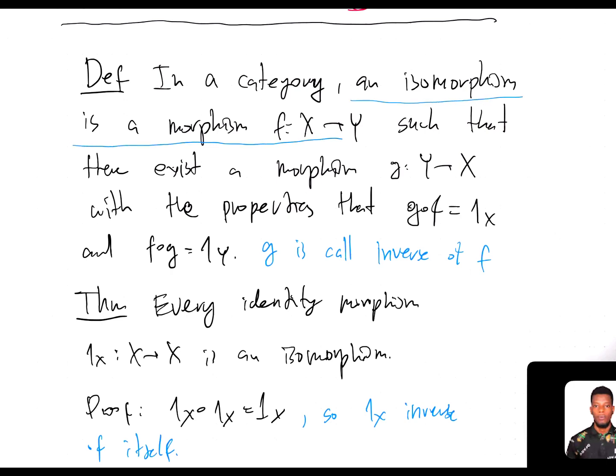So let me underline this part of the definition where we said an isomorphism is a morphism F. Every time we have this construct in a mathematical definition, what we mean by this is that an isomorphism is a special type of morphism. And the type of morphism that an isomorphism is, is given by the condition that there must exist a morphism G such that these things hold.